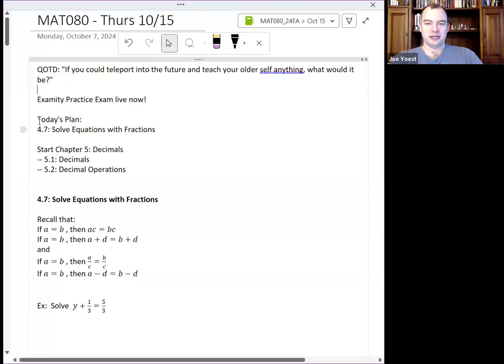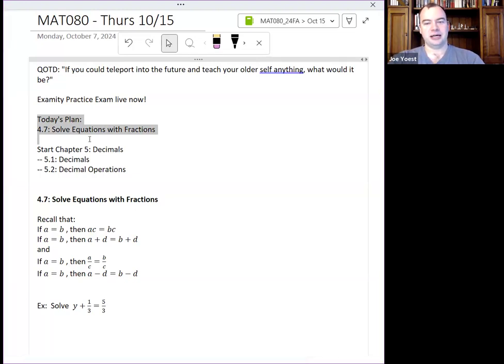Okay, so the plan for today is to finish up chapter 4 on fractions. Last little topic, solving equations with fractions. Pretty straightforward, small little section. Nothing really new or groundbreaking, just applying our previous equation solving steps that we had talked about in previous chapters to equations that have fractions in them. So not a super big deal as long as we're really solid with the operations on fractions.